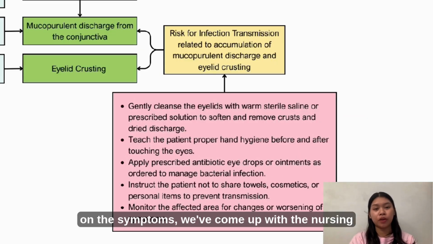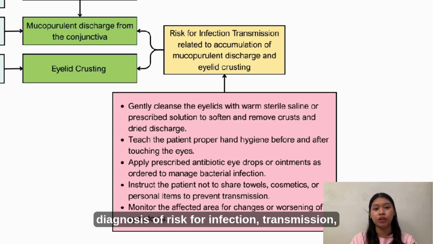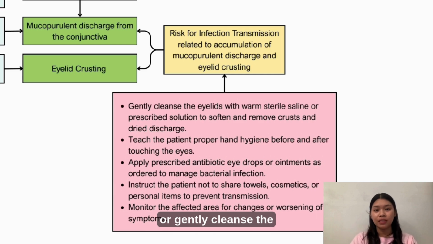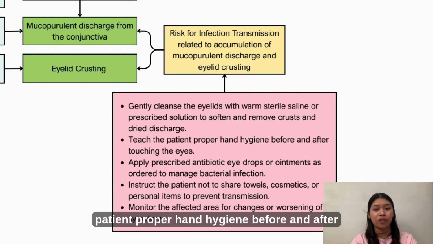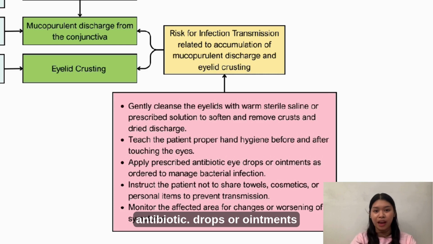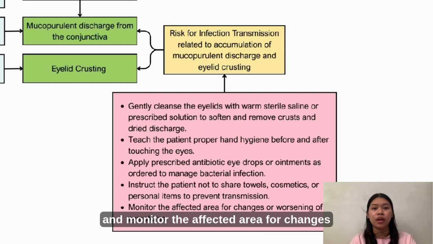Based on the symptoms, we come up with the nursing diagnosis of risk for infection transmission related to accumulation of mucopurulent discharge and eyelid crusting. The nursing management: gently cleanse the eyelids with warm sterile saline or prescribed solutions to soften and remove the crust and dried discharge. Teach the patient proper hand hygiene before and after touching the eyes. Apply prescribed antibiotic eye drops or ointments as ordered to manage bacterial infection. Also, instruct the patient not to share towels, cosmetics, or personal items to prevent transmission, and monitor the affected area for changes or worsening of symptoms.